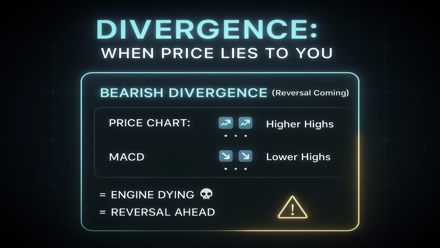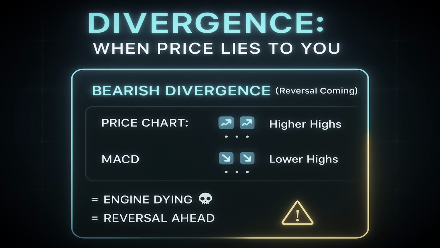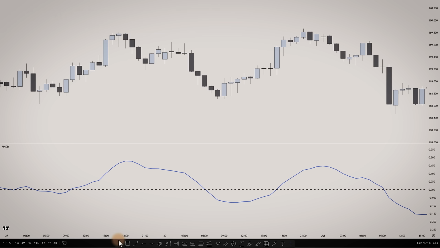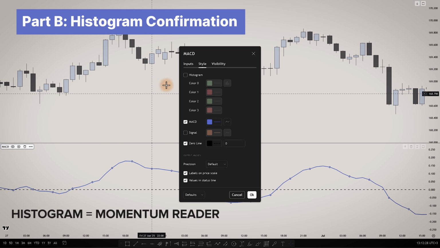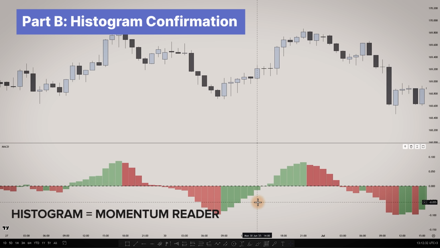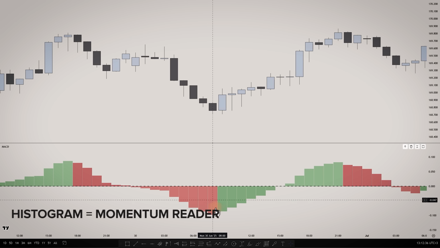But wait, divergence alone isn't enough. I lost so much money entering on divergence alone. You need confirmation. That's where the histogram comes in. The histogram is your momentum reader. These bars tell you exactly when momentum is shifting. Let me show you the 3 patterns that actually matter.